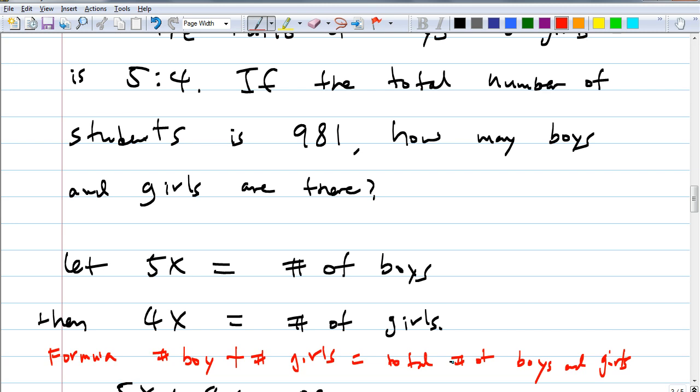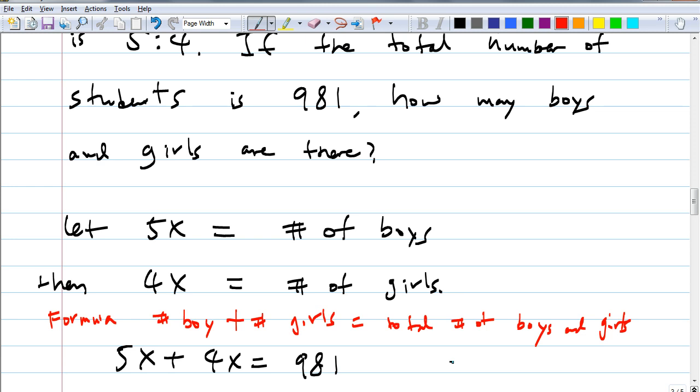Number of boys plus number of girls equals total number of boys and girls. So, we just said 5x is the number of boys, 4x is the number of girls. You add them together, it should equal 981, correct? And it is very obvious that it's not 5 boys to 4 girls, right? Doesn't make any sense.